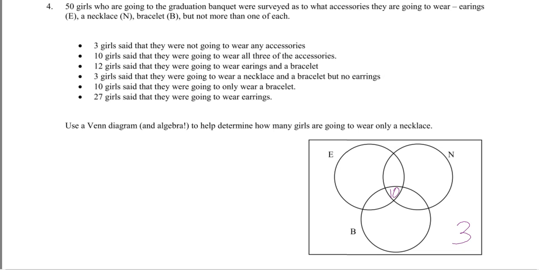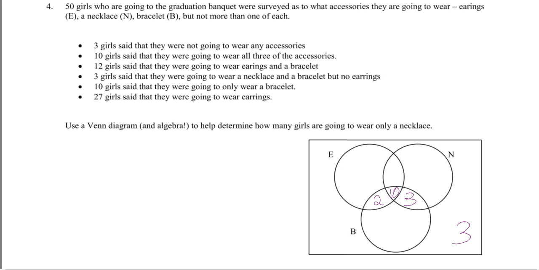12 said they were going to wear earrings and a bracelet. Okay, we do know that. So 12 said they're going to wear earrings and a bracelet, so what goes in here? 2. 3 girls said they were going to wear a necklace and a bracelet, but no earrings. What goes here?